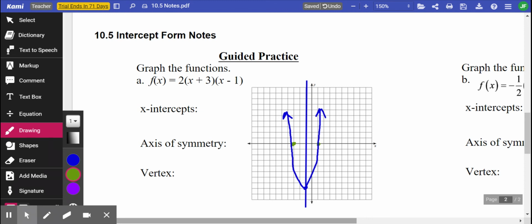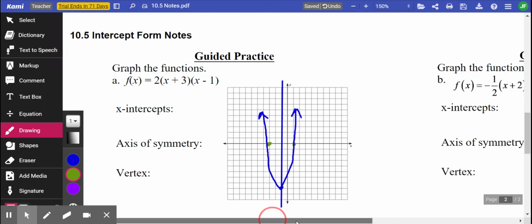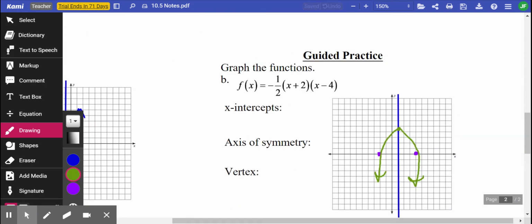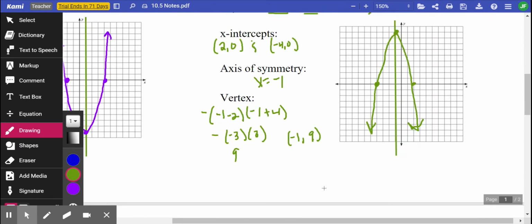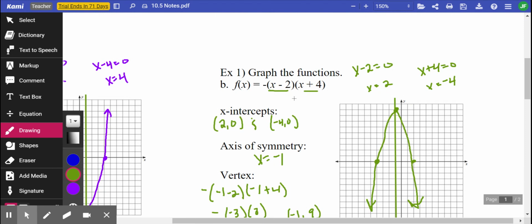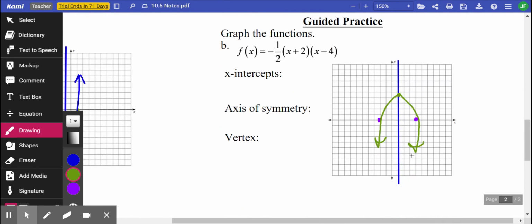But your graph looks like this. You have intercepts at negative 3 and 1, axis of symmetry at negative 1, and then your vertex is down here at negative 8. Second one, we have points on the x-axis at negative 2 and positive 4. Axis of symmetry is at 1. And then this 1/2 here takes that and actually kind of smashes the graph down compared to the one above it. Okay, so that's what your 1/2 does.